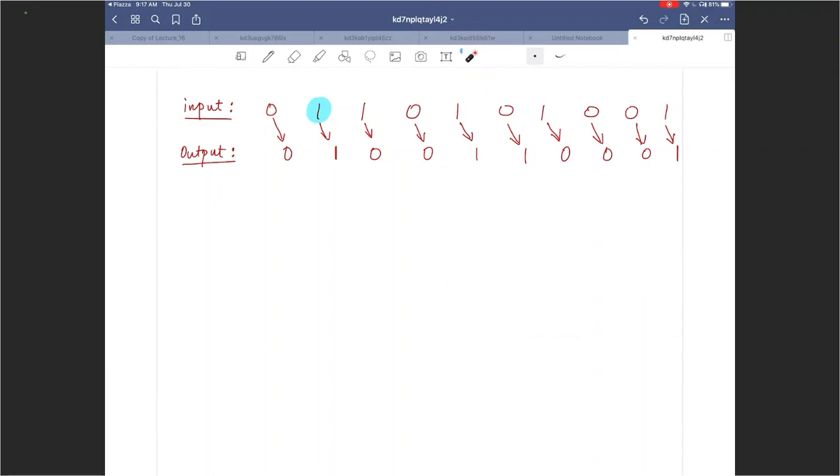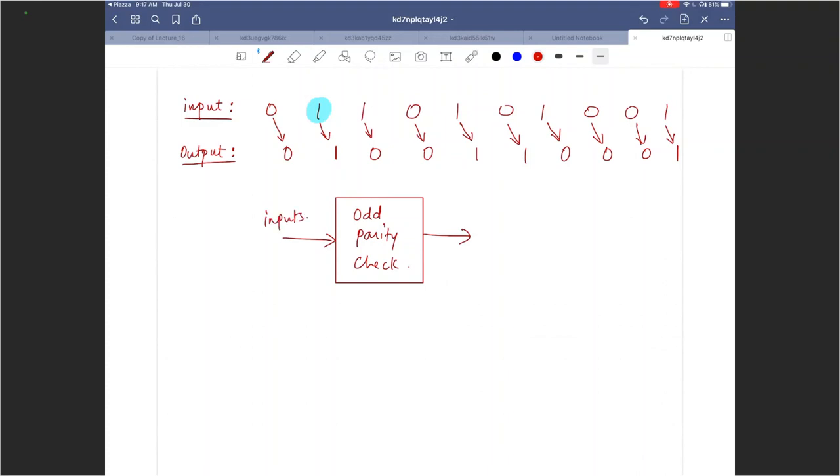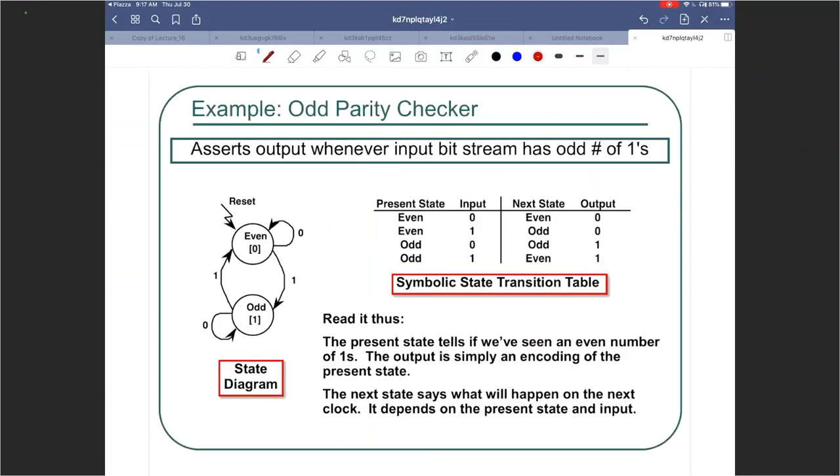Think of this as a box which is doing the odd parity checking. You have inputs coming in, and you have the output here. These are coming in sequentially this way, and the outputs are being observed here. Okay, let's go back to this.